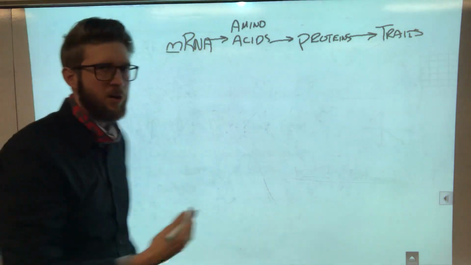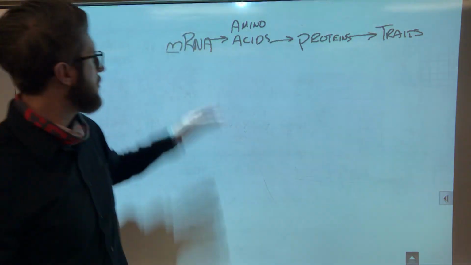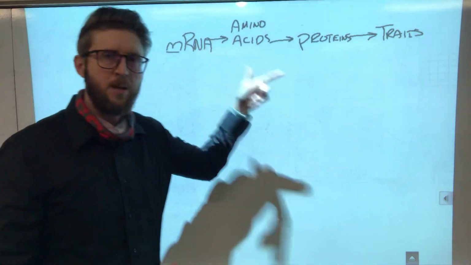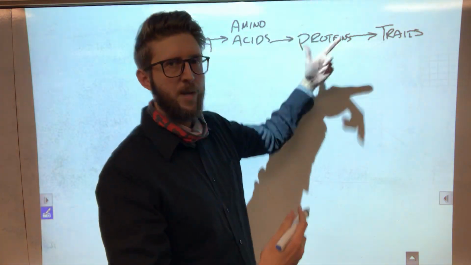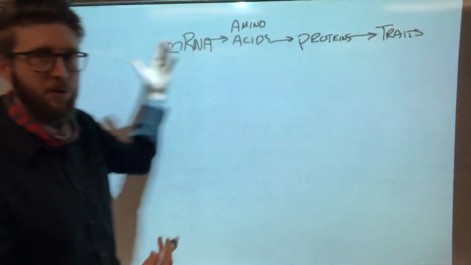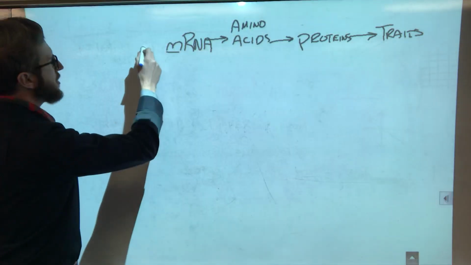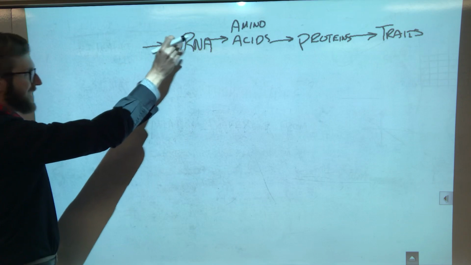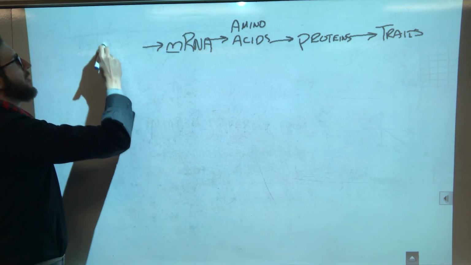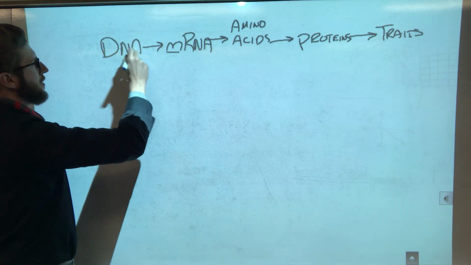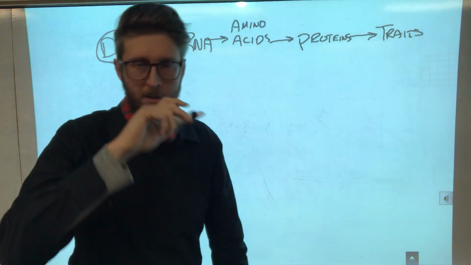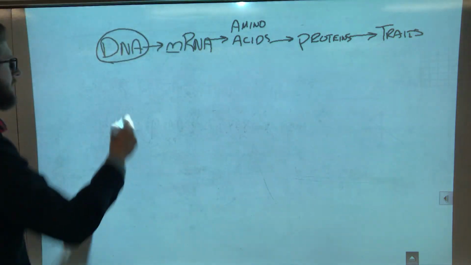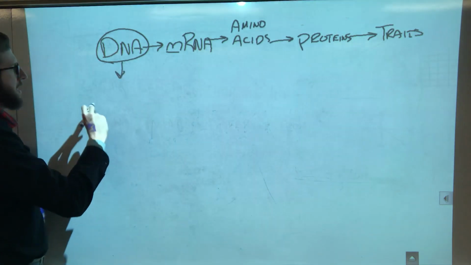But how does mRNA know the instructions on which amino acids to put and in which order to make that protein so that you can have that trait? Well, they get these instructions from the original set of instruction holder, which is DNA, right? Now, what is DNA?